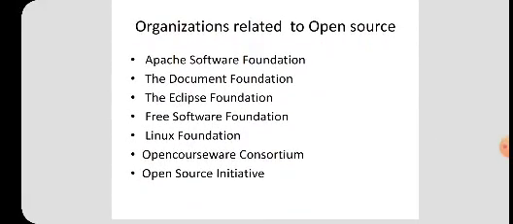The next topic is the organizations related to open source. What are the organizations related to open source? Apache Software Foundation, the Document Foundation, the Eclipse Foundation, Free Software Foundation, Linux Foundation, Open Courseware Consortium, Open Source Initiative. This is one of the short answers also. So these are the organizations related to open source.